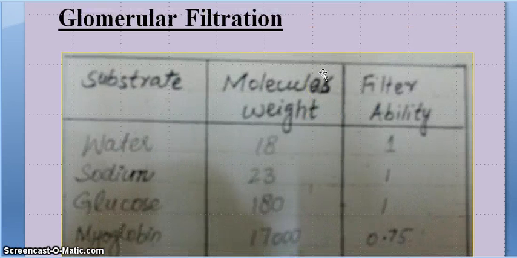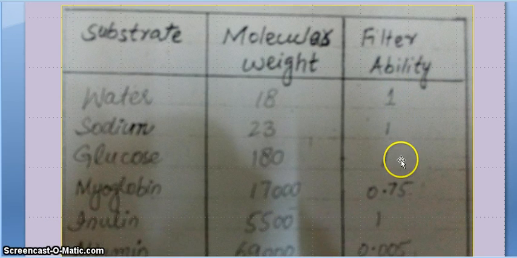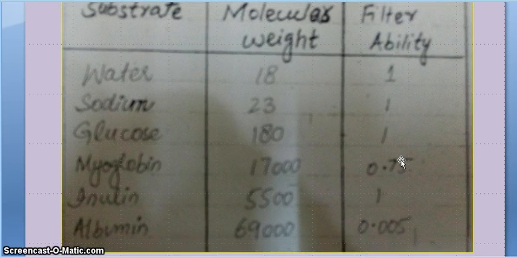This is the composition of the glomerular filtrate. Water is taken as the standard in this filtration, and the movement rate of water is the standard for filterability. The molecular weight of water is 18, and its filterability is 1. Sodium has the same filterability as water. Glucose has the same filterability as water.